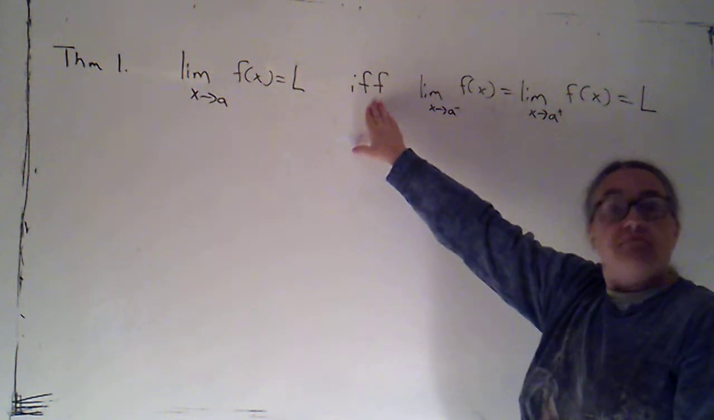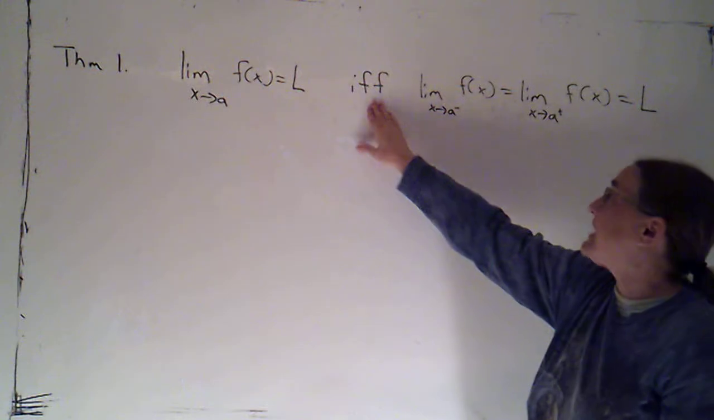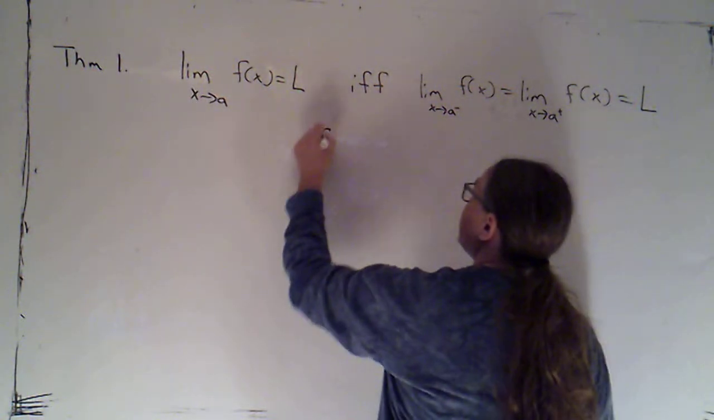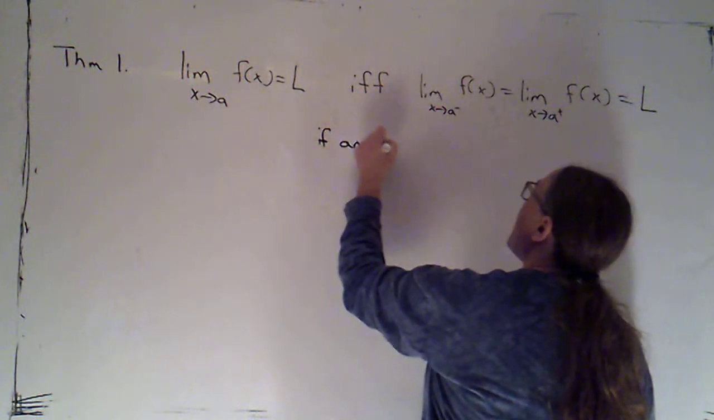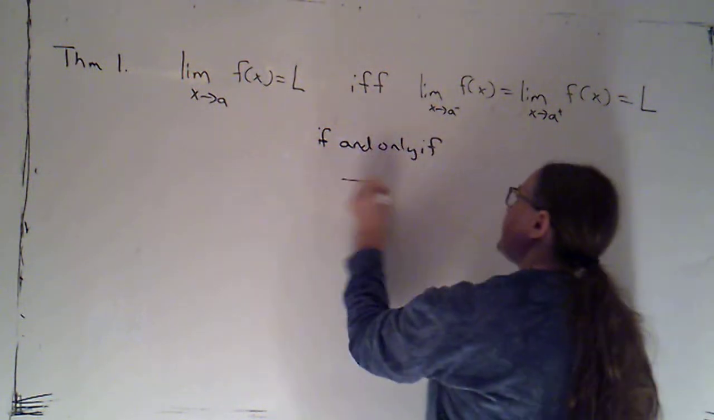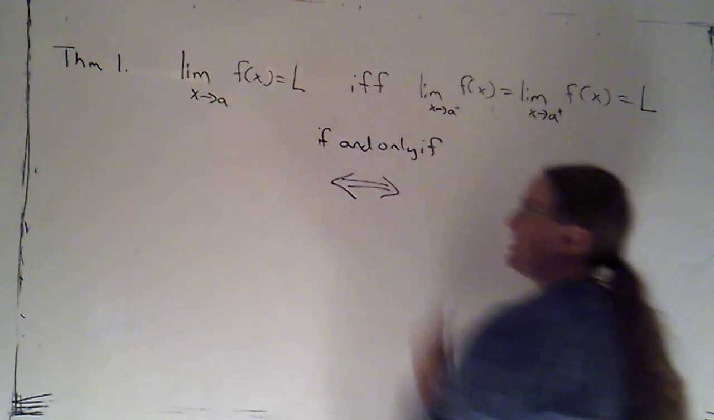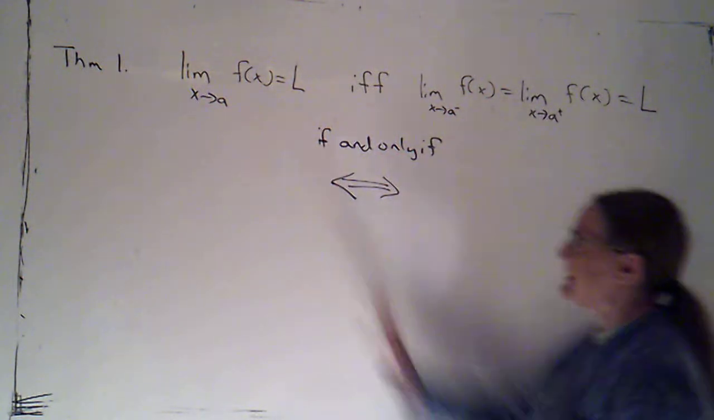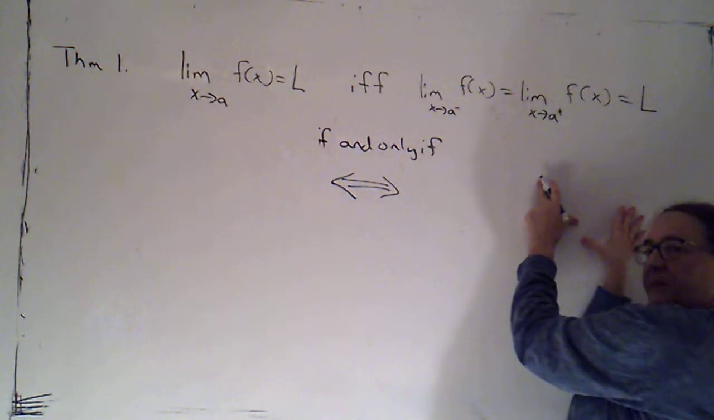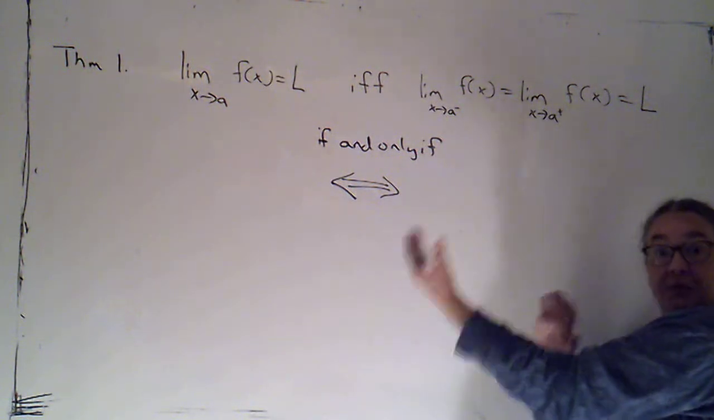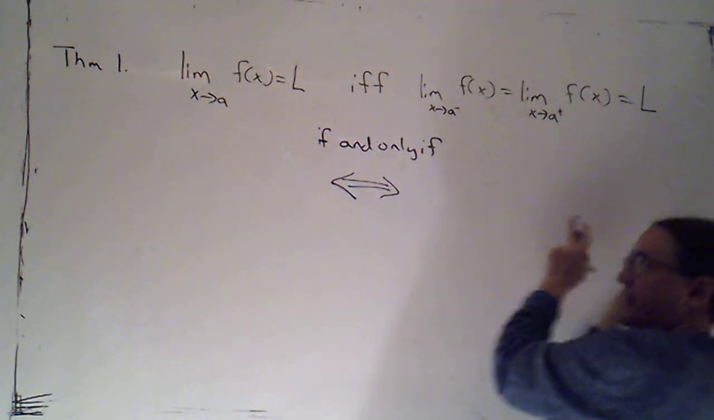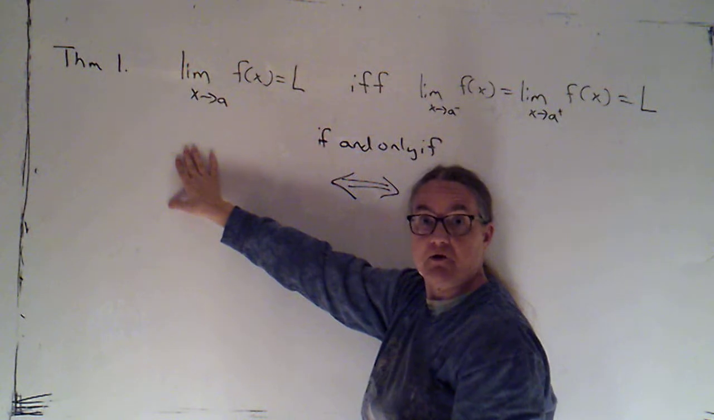It looks like I have misspelled the word if, because I've spelled it with two F's. That's actually a mathematical symbol. It means if and only if. That can also be written as a two-way implication. So that says if this statement is true, then this statement over here is true, and it works the other way too. If this statement over here is true, then this statement over here is true.